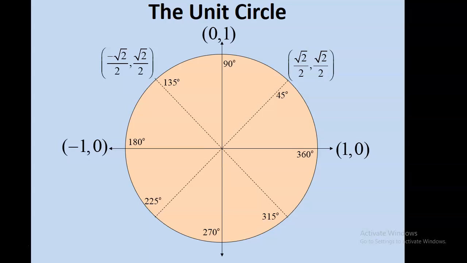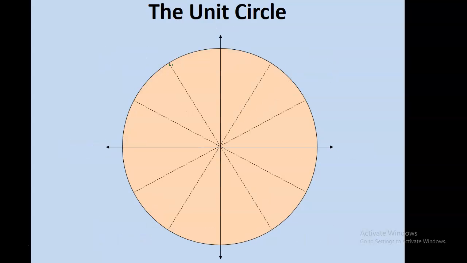We go down to 225. Coordinates are the same, just the signs have changed: negative square root of 2 over 2 and negative square root of 2 over 2. We go to the bottom 1 unit, and it's kind of cut off there, but you should be able to see a little bit. The coordinates there are 0, negative 1. And if I go over to my quadrant 4, my coordinates are square root of 2 over 2, negative square root of 2 over 2.